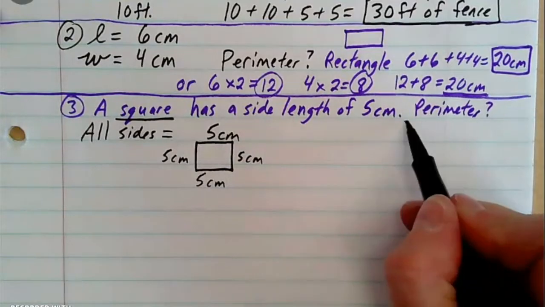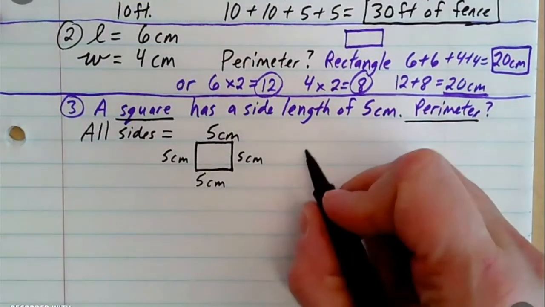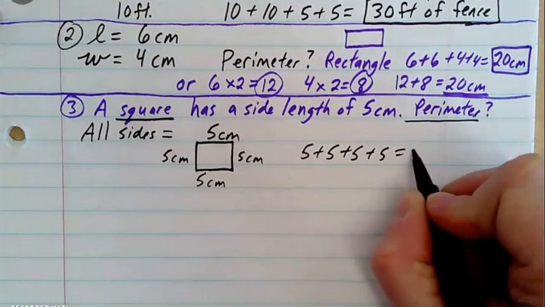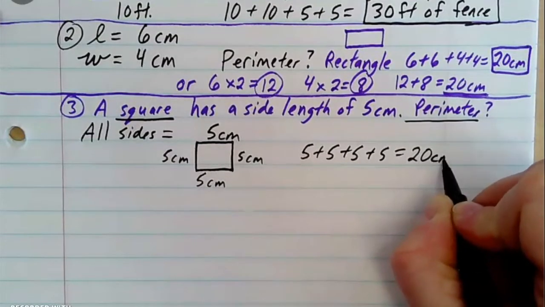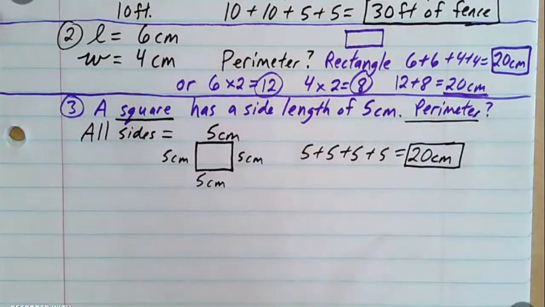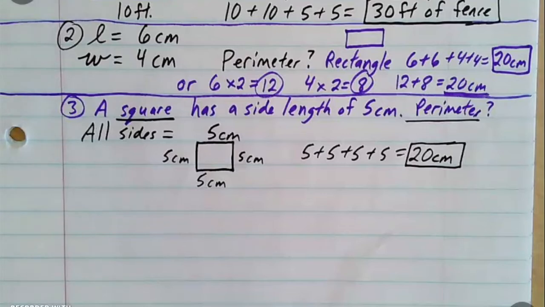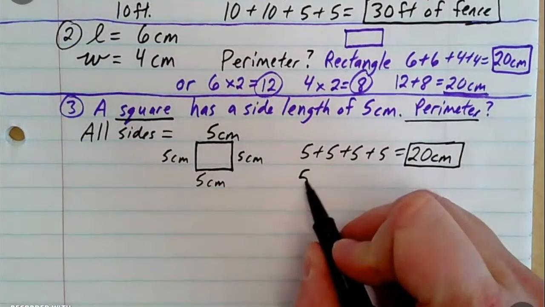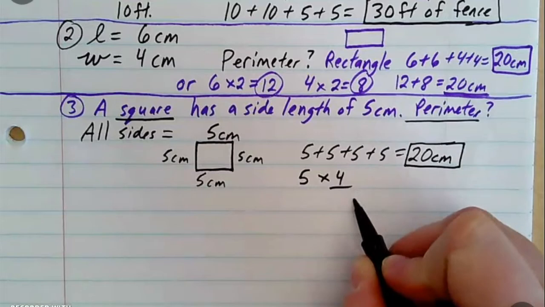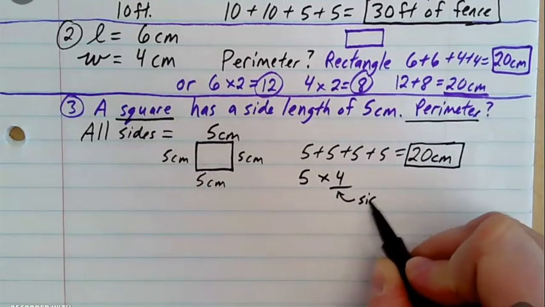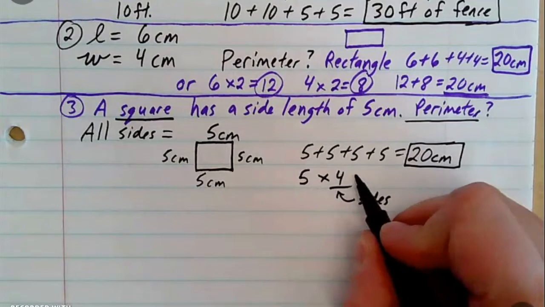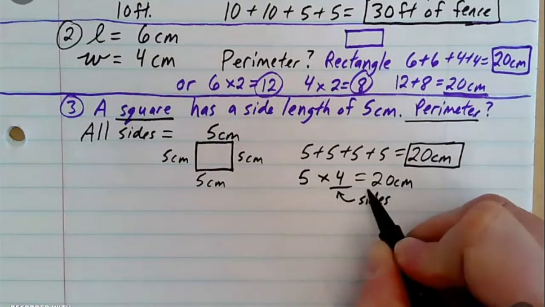And I'm asking for the perimeter, so I'm adding up all those sides. 5 plus 5 plus 5 plus 5 equals 20 centimeters is my label. Some people think about a square and they don't take 5 times 5, length times width. They take 5 times 4 because there are 4 sides on a square and each side is 5. So that also gives you 20 centimeters.